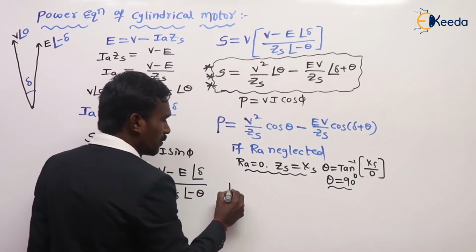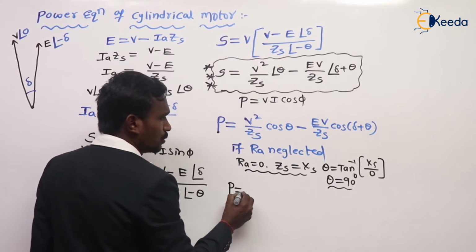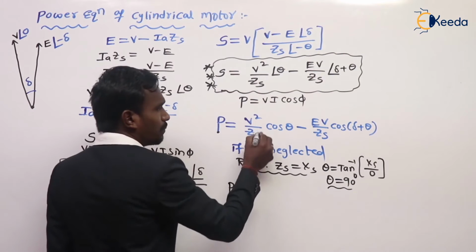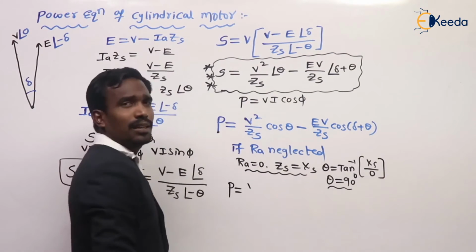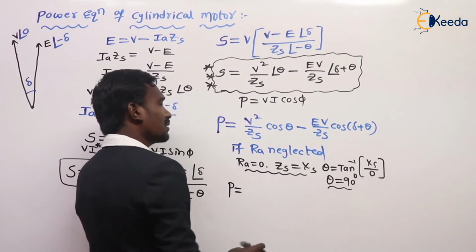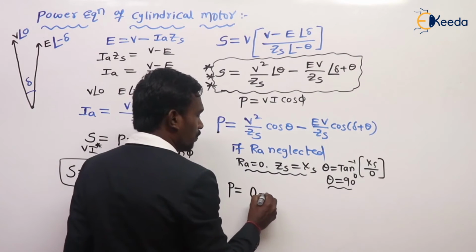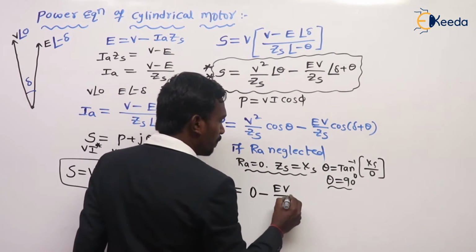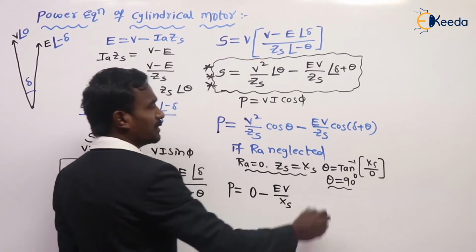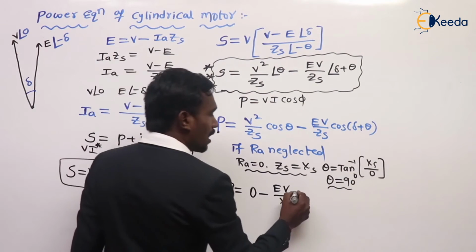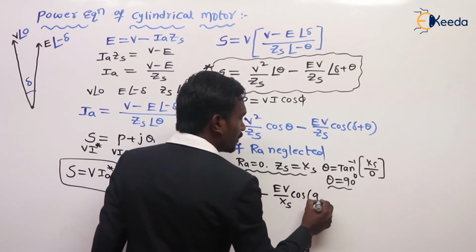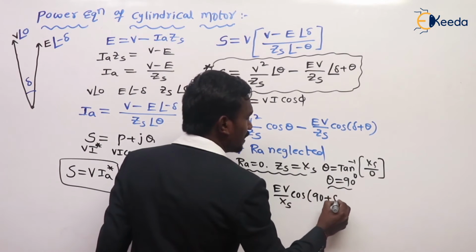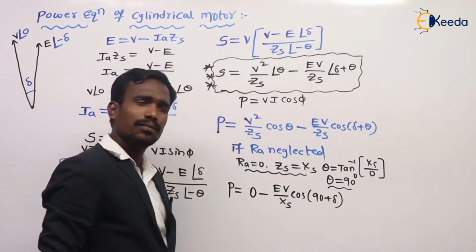Now tell me what is power. P is equal to V square by ZS cos 90 minus EV upon XS cos of 90 plus delta, because ZS is equal to XS.